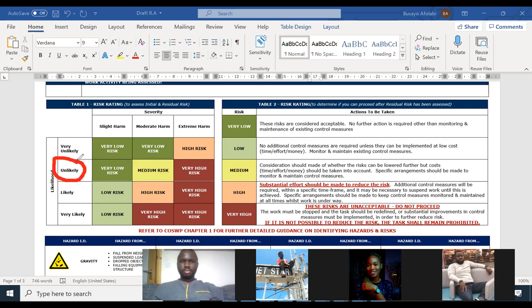Also, the severity now, I believe it should be slight harm. Yes, slight harm. So we can see what our graph gives to us now. We are going to have very low risk. Is that fine? Very low risk. That's correct, sir. So let's go down.